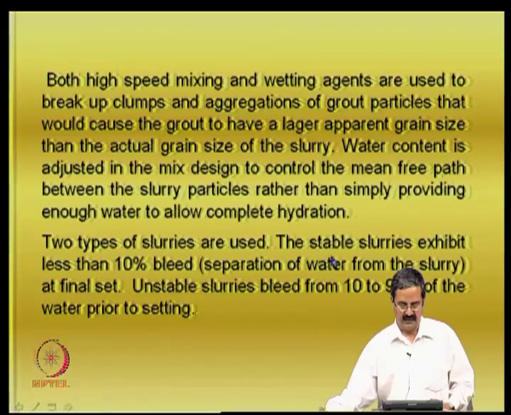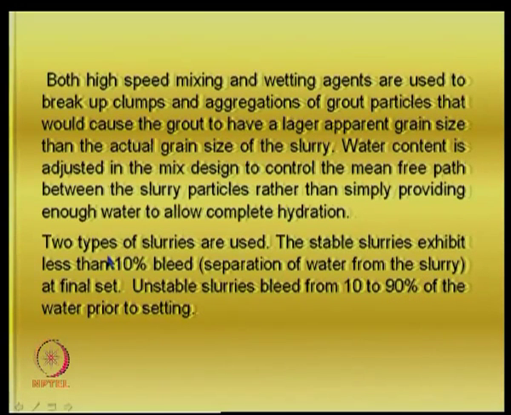Two types of slurries are used. The stable slurries exhibit less than 10% bleed, which is the separation of water from the slurry. Actually, what happens is that when you add water to the slurry, if you add excess water, it may just be floating at the top. That is what we call bleeding. Separation of water from the slurry is called bleeding, where definitely excess water is there.